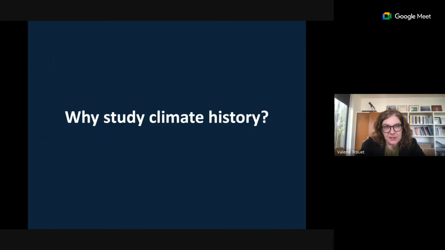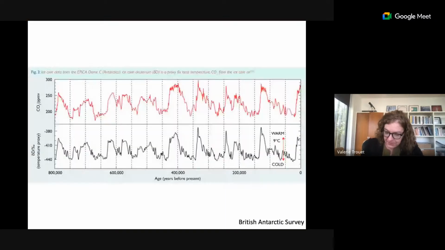And of course, nowadays, with ongoing anthropogenic climate change, a key question to ask oneself is why study climate history, or the climate of the past, in the first place? My favorite way of explaining this is actually not based on tree rings. It's based on ice core data that you see here. You're going to see quite a few of these graphs today, and it will always be time on the horizontal axis with the present to your right.